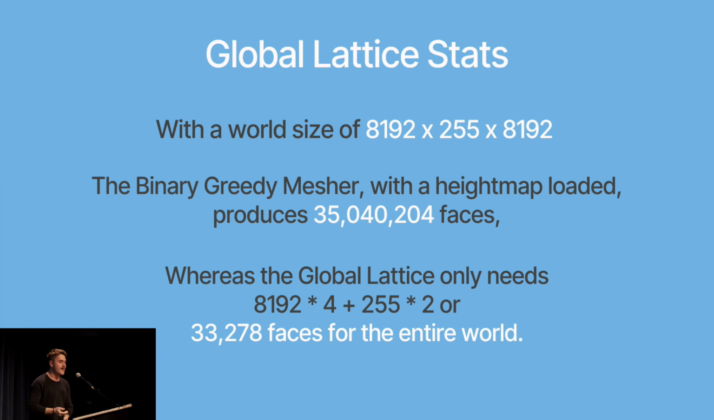So with a world size of 8,192 by 255 by 8,192, the binary greedy mesher with that same 8K height map loaded produces 35 million faces, right? But with the global lattice, or our static mesh, we only need 8,192 times 4 plus 255 times 2, or 33,278 faces for the entire world. So we've drastically reduced the amount of faces we need to represent our entire scene. And more than that, we don't even have to mesh anymore. We don't have to spend any frame time at all meshing these chunks because we can use this static representation.